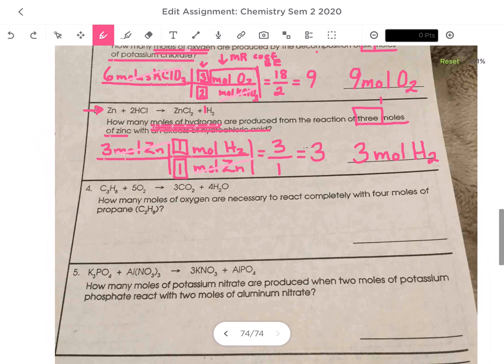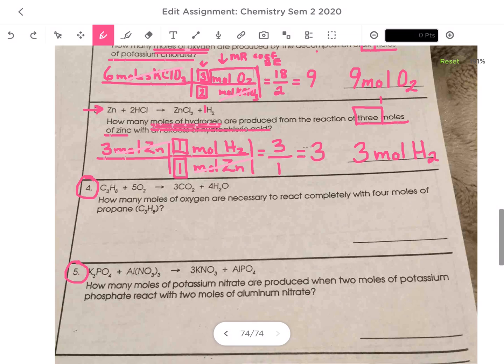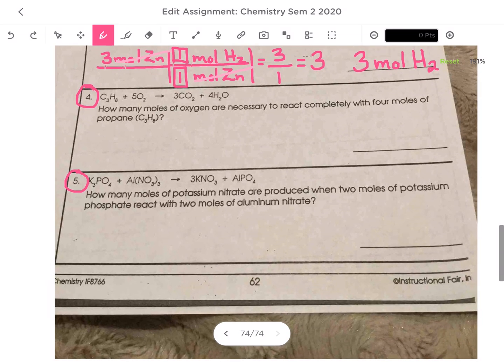All right. So now if you look at this, you have 2 more problems to do on your own, number 4 and number 5. I just want to caution you on number 5, as a quick preview. Let's read this together really quick. It says, how many moles of potassium nitrate are produced when 2 moles of potassium phosphate react with 2 moles of aluminum nitrate? What this problem is saying, there's kind of a little twist here, but it's not that hard. It's saying you have 2 moles of this and 2 moles of this. How much of this can you make?